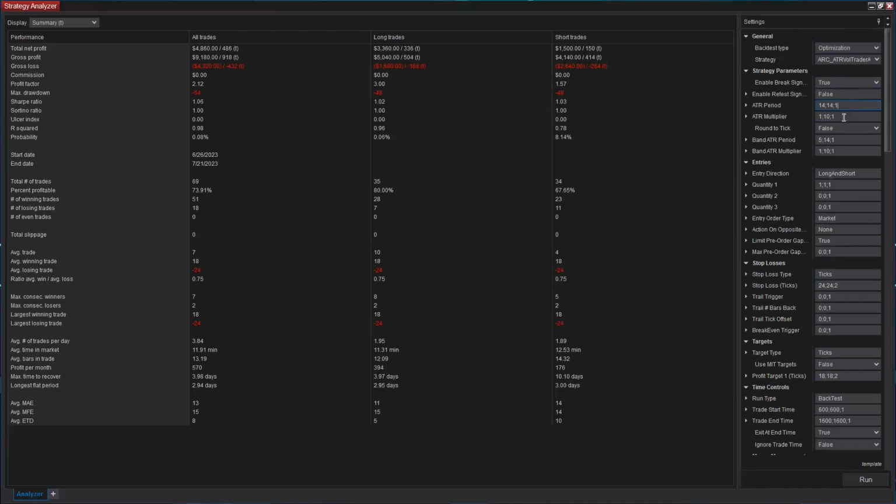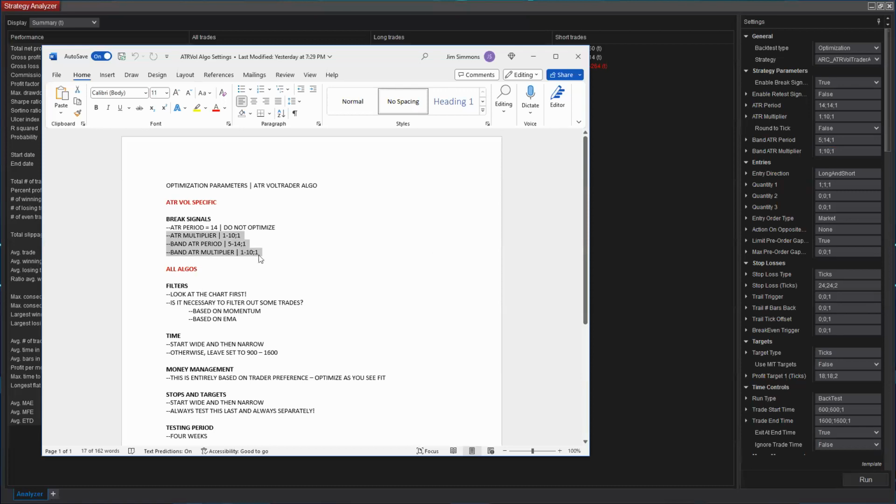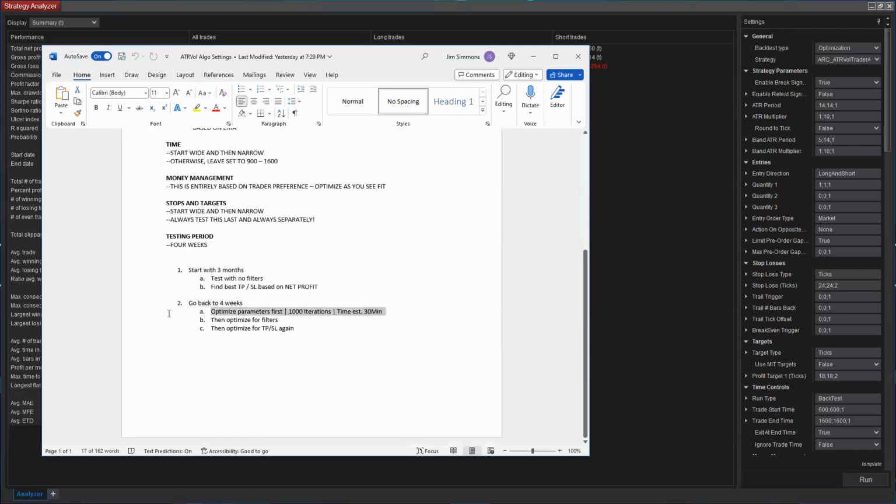So here's the optimizer for the settings. And I did 1 to 10 here, 5 to 14, 1 to 10, right? That's what's on the cheat sheet. I just put these in there. Now, in this case, it gave me 1,000 iterations. It took me about 30 minutes to test that. Tested it for 4 weeks, right?